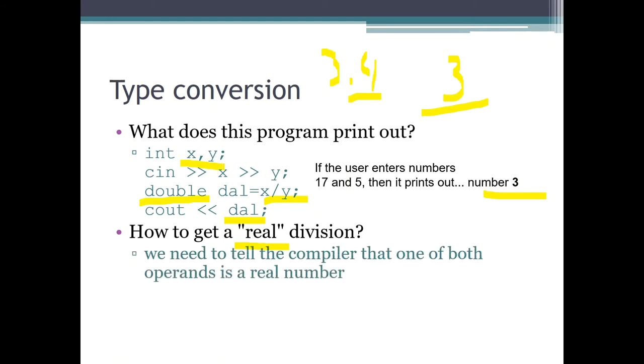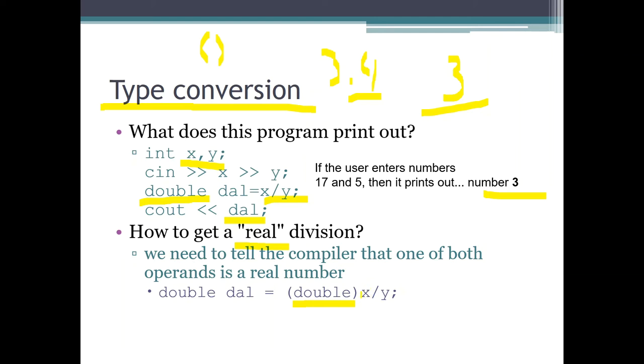So we need to tell the compiler that one of both operands is a real number, because if the compiler perceives one of the operands as a real number, the division will go on normally as in real numbers. So how is it done? We have a special operator which is called a type conversion operator. These brackets, and we can write inside the brackets the name of the data type to which we want to convert this particular variable.